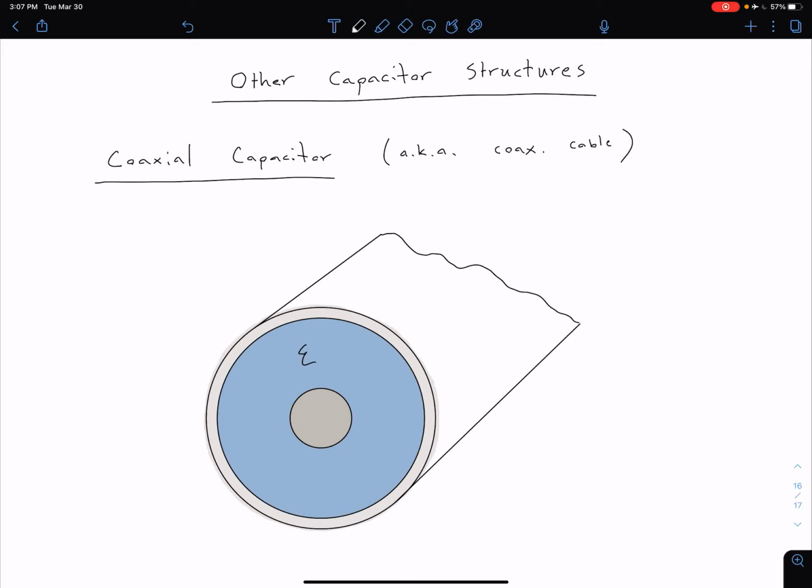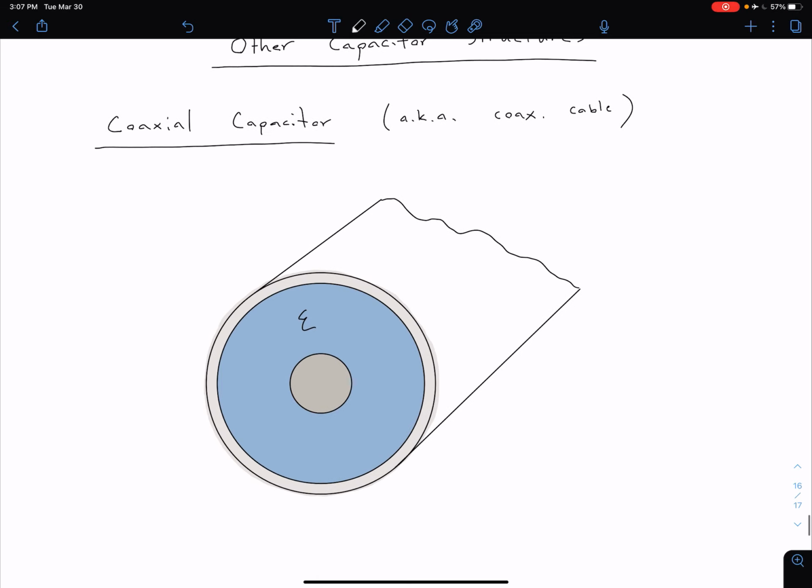We're now going to very briefly consider a couple different types of capacitor structures. The first is a coaxial capacitor, aka a coax cable. And of course, this is important to talk about because a lot of signals are transmitted via coax cables. And so the basic structure is shown here.